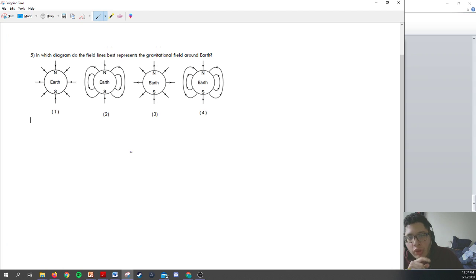Final question. In which diagram do the field lines best represent the gravitational field around Earth? So, this is just keeping in mind that it's the same idea as when we draw electric field lines, the only exception being that we never draw lines away. Because remember, gravity can only attract, it never repels. So, the answer here is number 1. Ooh, sorry guys. Just because number 1 is showing me arrows pointing towards the center of the Earth, we're attracting through gravity.